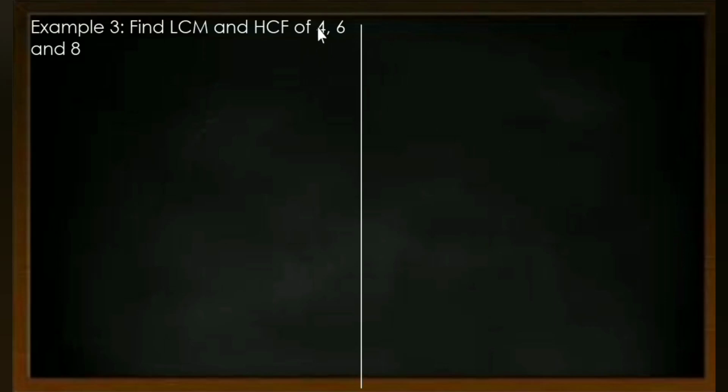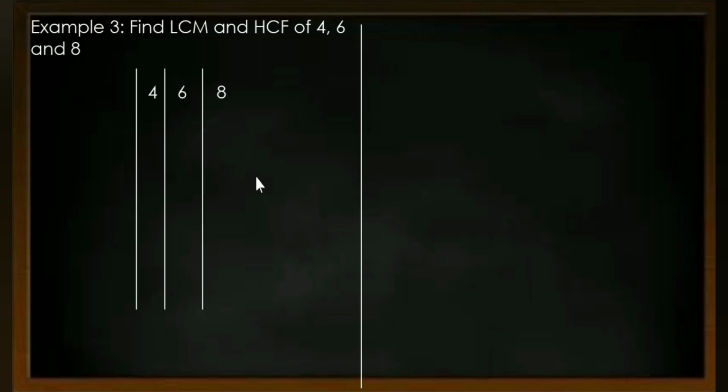Moving to the third example, find the LCM of 4, 6, and 8. So we'll start by writing down our numbers, which are 4, 6, and 8. We draw our vertical lines, and thereafter draw a horizontal line underneath. So we'll start by considering the numbers by checking what can divide without remainder. Obviously, 2 can divide 4 without remainder, so we don't even need to start thinking too far.